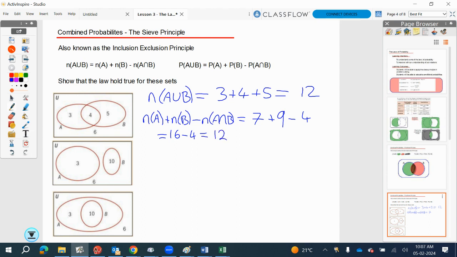This is how you do a "show that" question. A "show that" question requires that you don't just use the information given, but you have to show that it is true. And we're showing that the number of elements in A union B will add up to 12. And if we use the formula, the number of elements in A plus B minus the intersection, we'll also get the same answer. Do this yourself now for the other 2 diagrams.